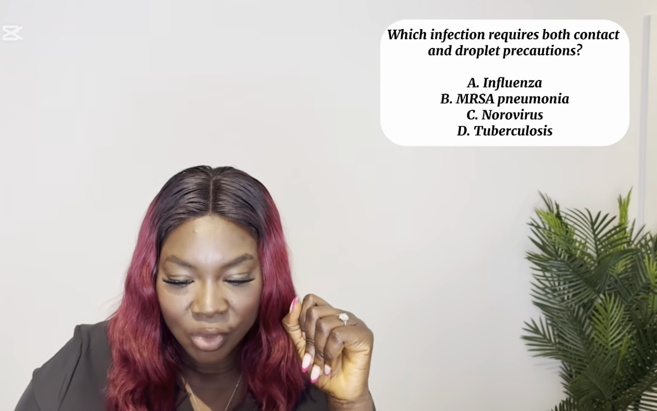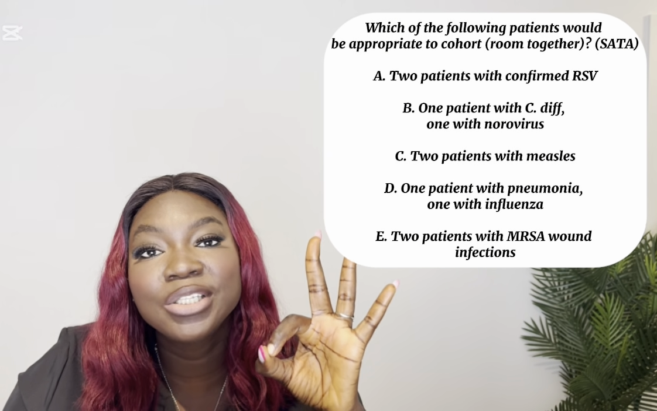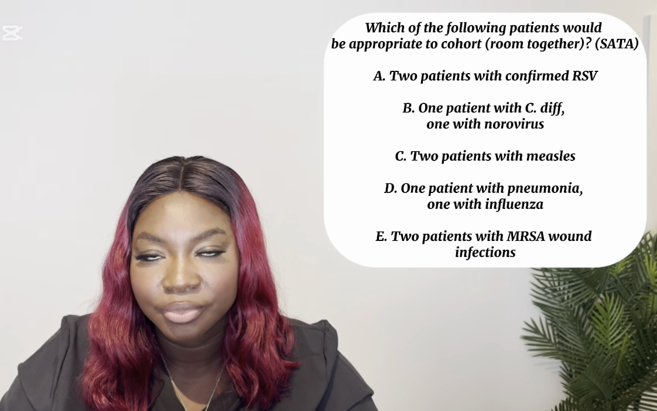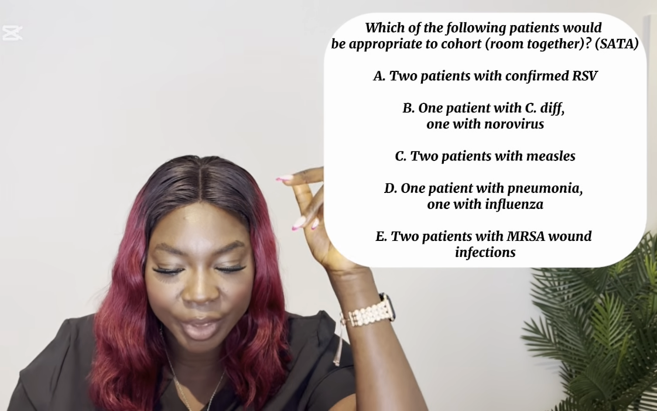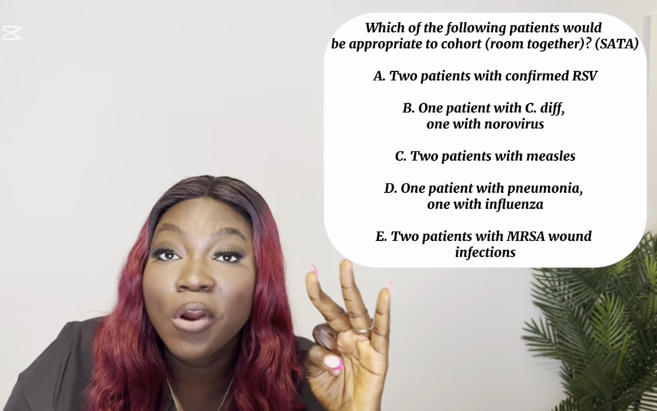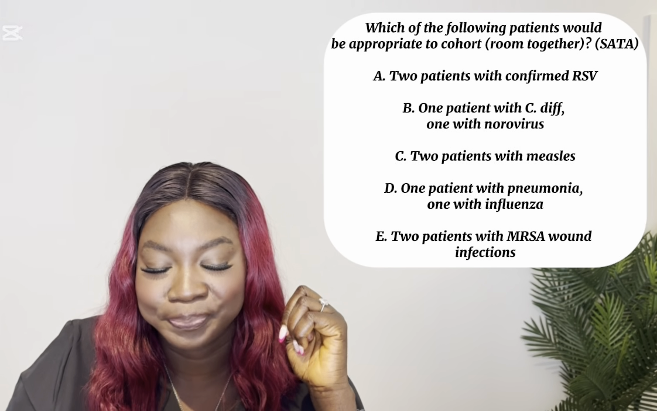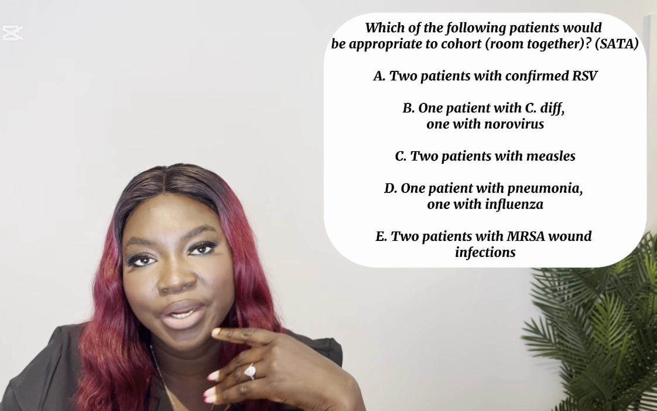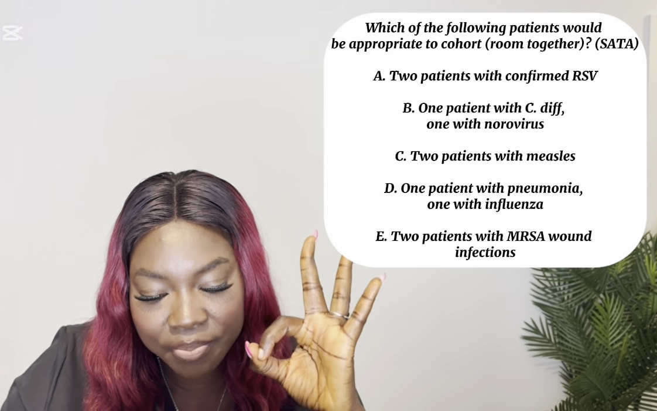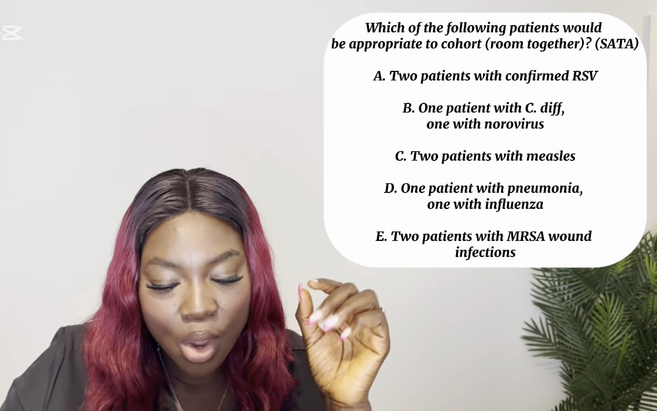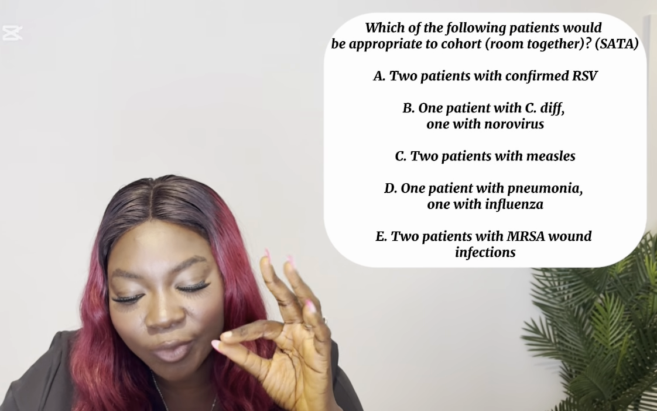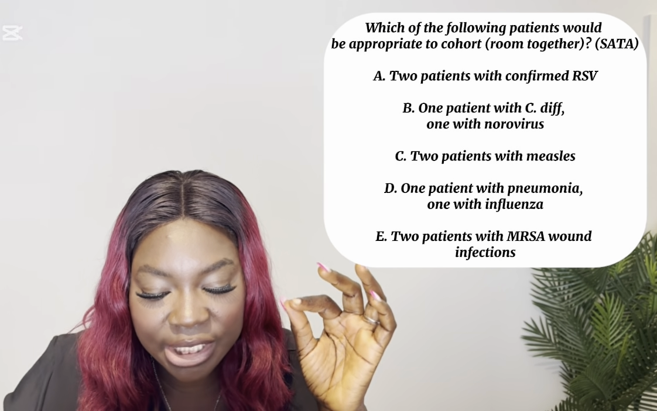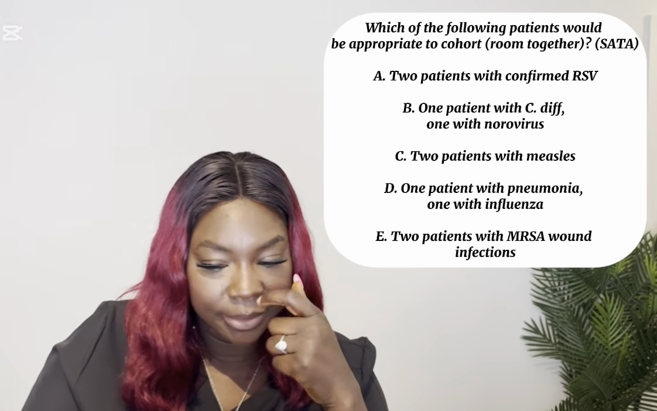Now listen to this one. Which of the following patients would be appropriate to cohort, that is put together in a room? Put together in a room. A, 2 patients with confirmed RSV. B, 1 patient with C. diff and 1 patient with norovirus. C, 2 patients with measles. D, 1 patient with pneumonia, 1 patient with influenza. And E, 2 patients with MRSA wound infection. Let's do it. Select all that apply.